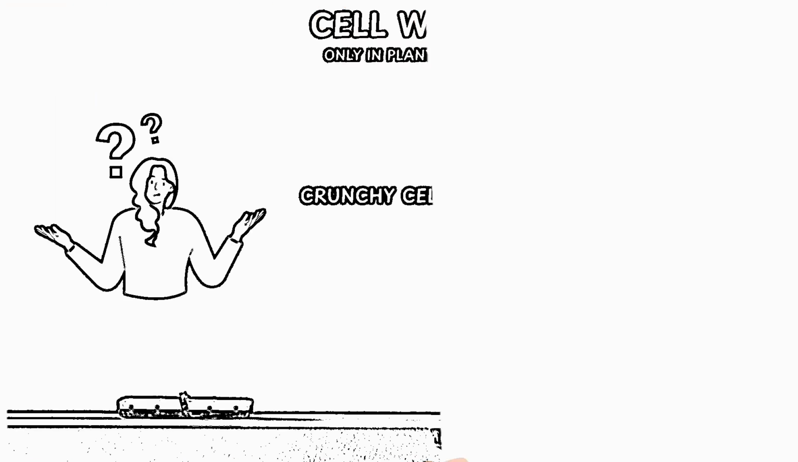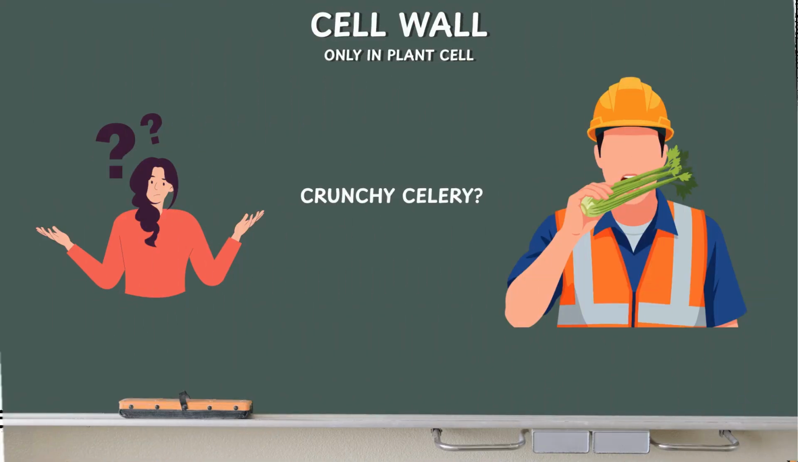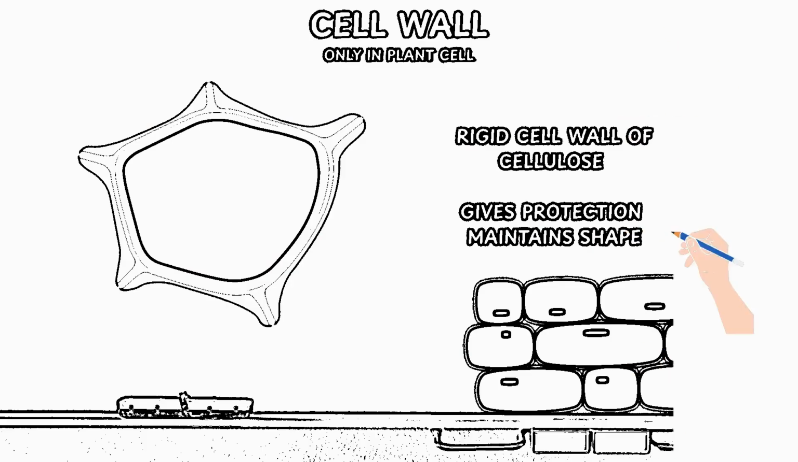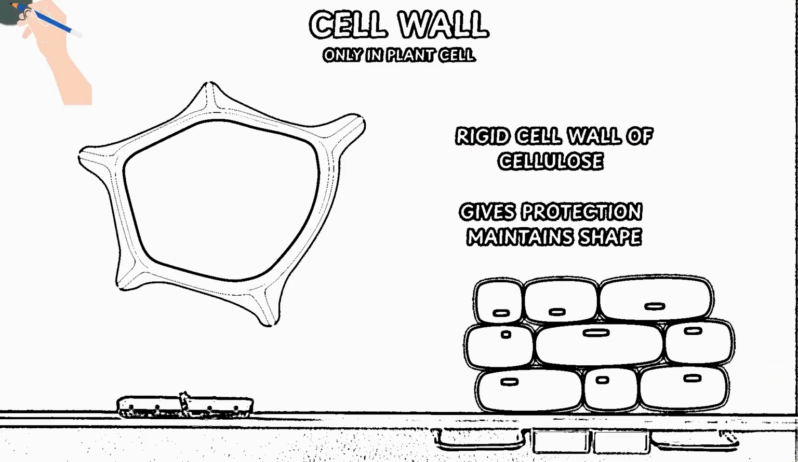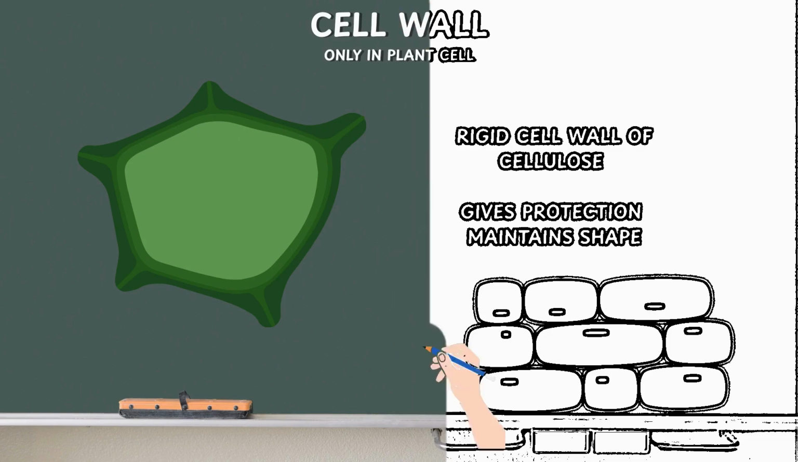Have you ever noticed that when you bite into a raw vegetable like celery, it crunches? That's because you are tearing the celery cells' rigid cell walls with your teeth. Plant cells have a very rigid cell wall made of cellulose, providing protection, support, and shape.